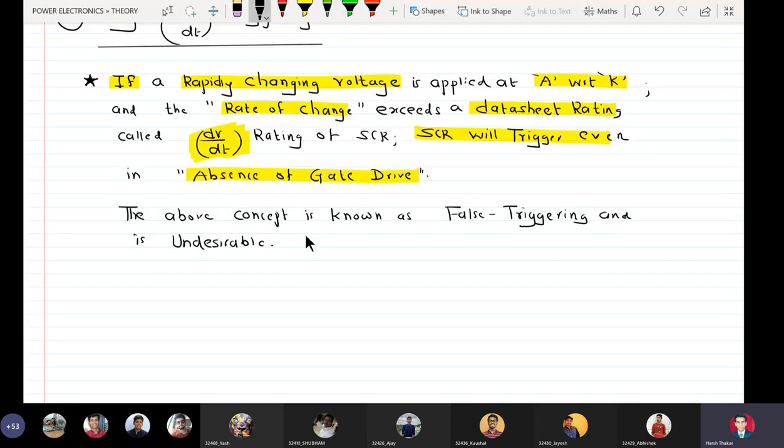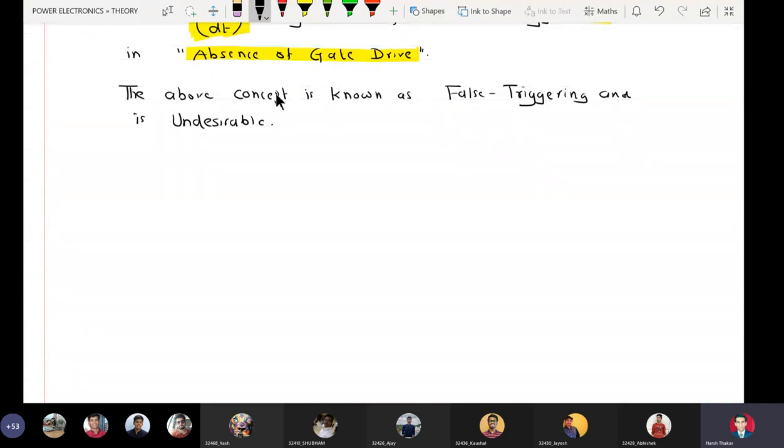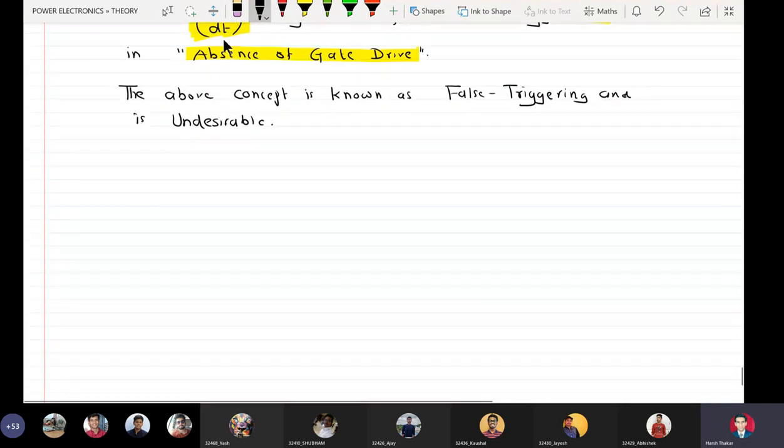So now we have to justify why the SCR triggers in the absence of gate drive if a rapidly changing voltage appears at anode with respect to cathode. So now let us frame some terms for the sake of discussion.